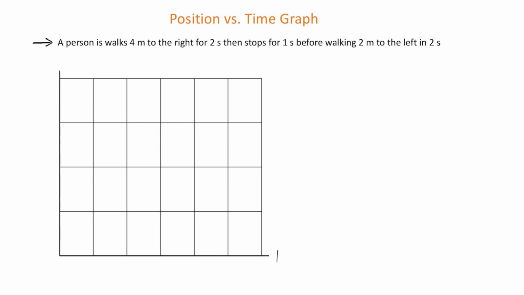So the first thing we always have to do is write our axis labels. We have time on the x-axis and position on the y-axis. And then you always want to put some values onto your graph. Now our graph is ready to plot our points.